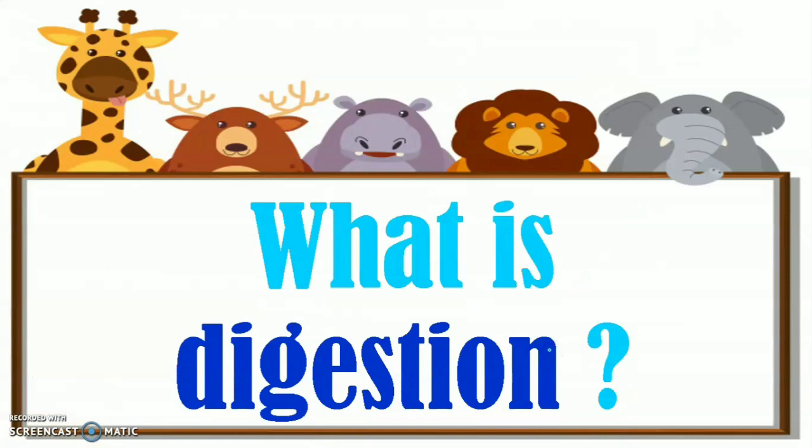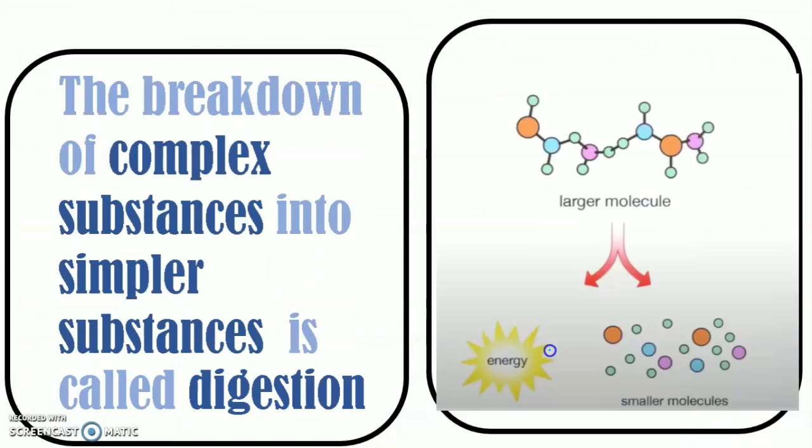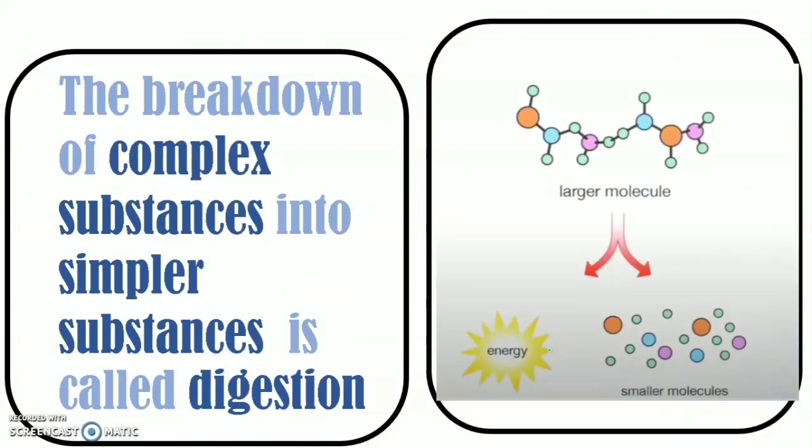Now let's talk about what is digestion. So the breakdown of complex substances into simpler substances is called digestion. So you see, this is a large molecule, this is a complex substance. It is broken down after digestion, it is broken down into smaller molecules. And when it is broken down into smaller molecules, energy is produced.